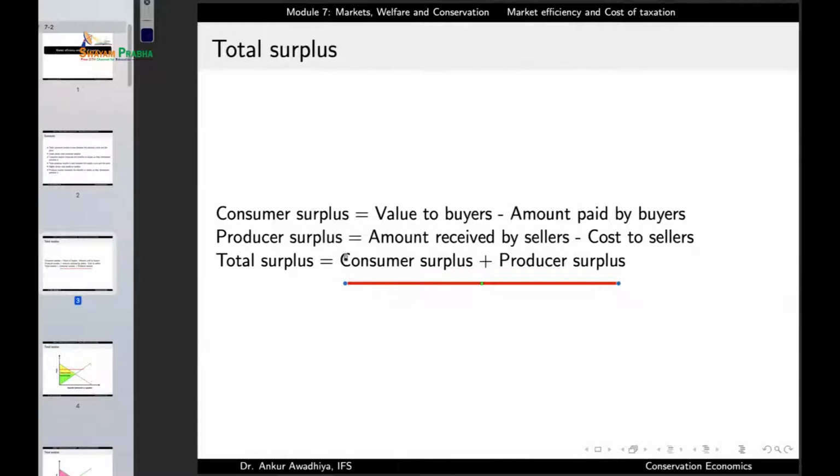And as we have observed, consumer surplus is the value to the buyers minus the amount paid by the buyers. Now, the amount paid by the buyers is the price of the product. So, consumer surplus is the value to the buyers minus the price. The producer surplus is the amount received by the sellers, which is again the price minus the cost to the sellers.